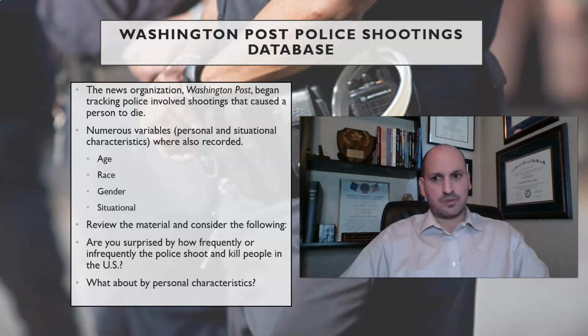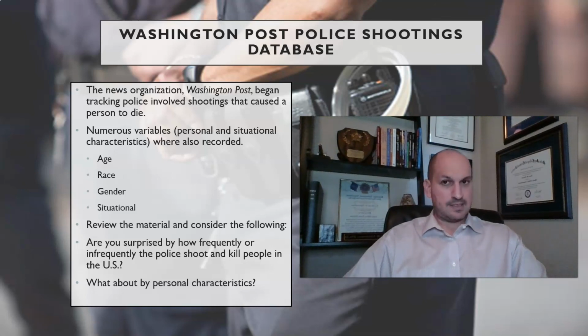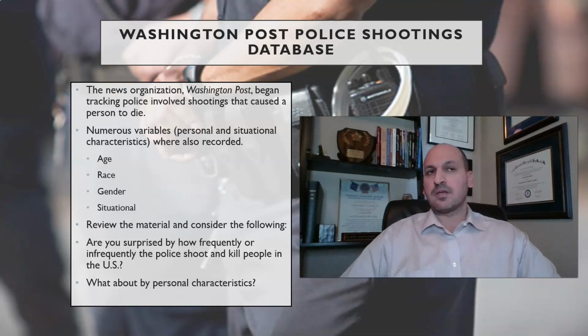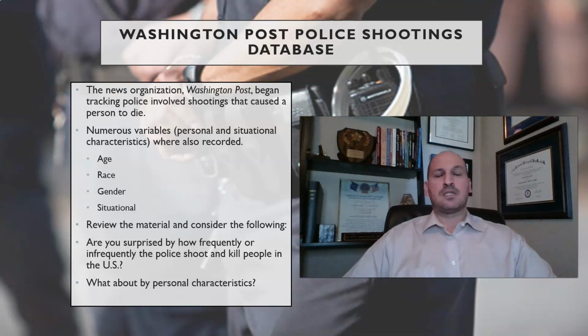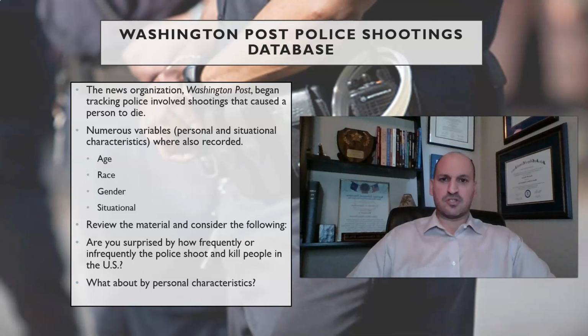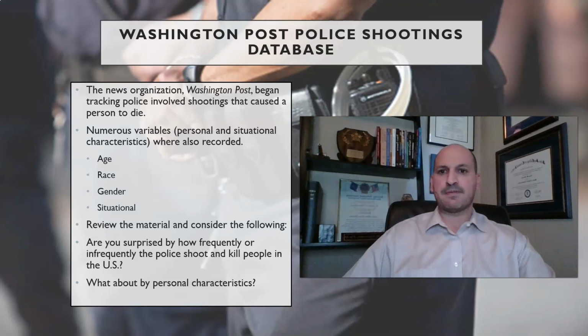So review the material and consider the following: Are you surprised by how frequently or infrequently police shoot and kill people in the United States? That might be surprising because it seems like it happens a lot, which it does. It happens quite frequently, but relative to 750,000 police officers and 320 million people in the United States, 1,000 police shootings a year actually is really quite low. But anyway, that's for you to discern when you look at the database. And then also look at the personal characteristics of the individuals.